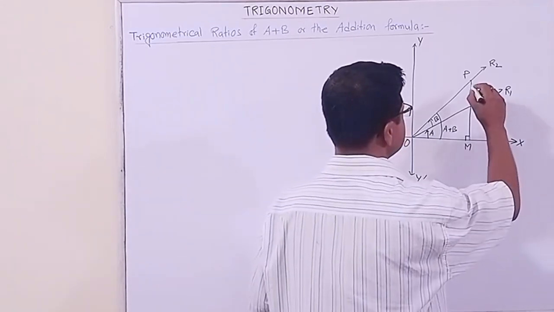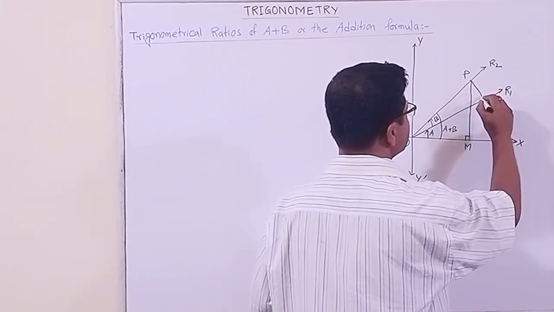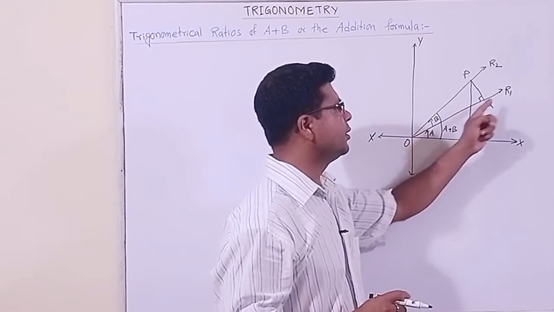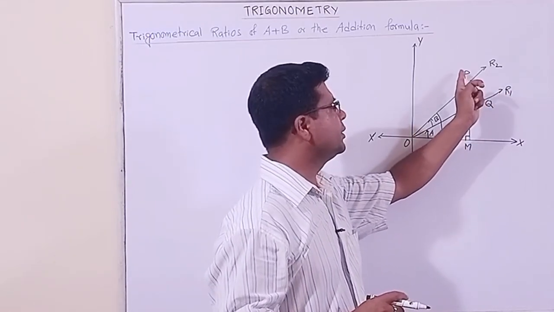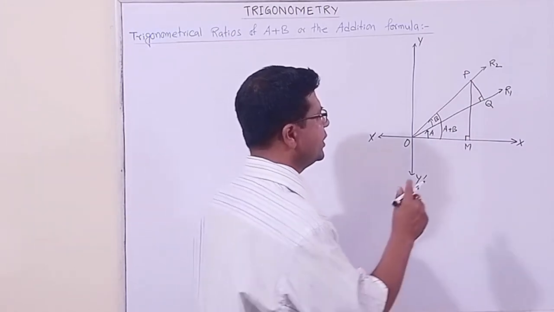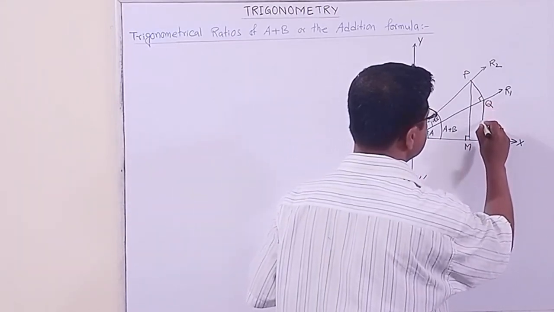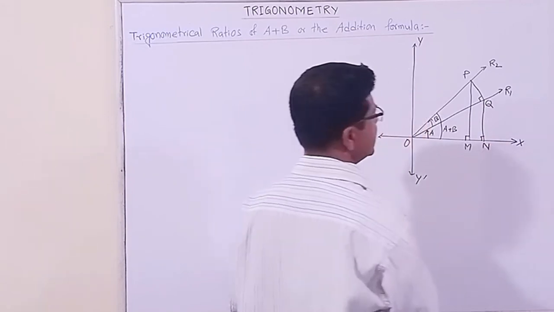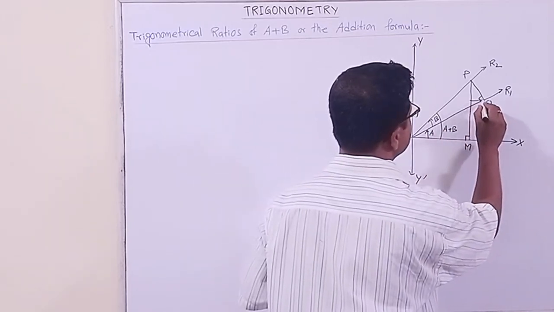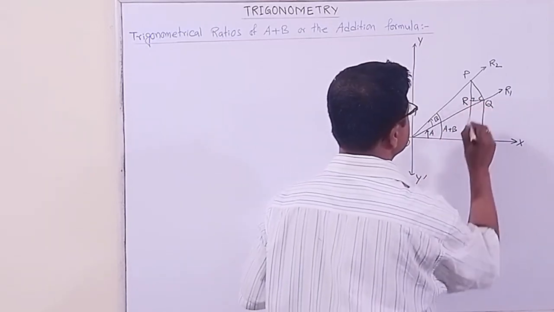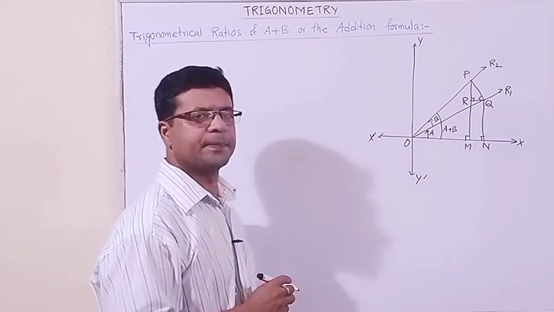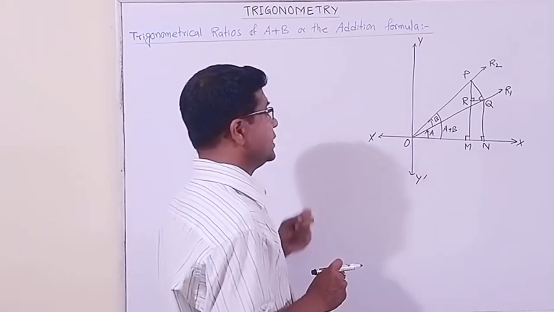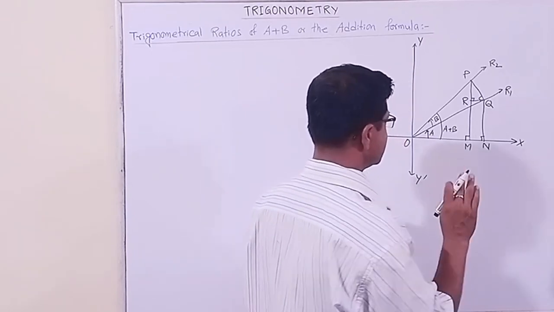Now from P let us draw another perpendicular Q. We have drawn this perpendicular on OR1, from P. Then from Q let us drop another perpendicular. Suppose this is M, and this is N. Now from Q let us draw another perpendicular. Suppose this is R. Got it? This is the diagram. I think the diagram is clear. Here we have to understand something, so let us go for it.